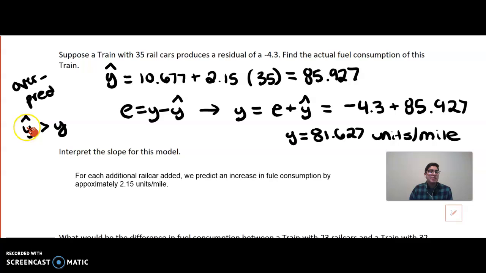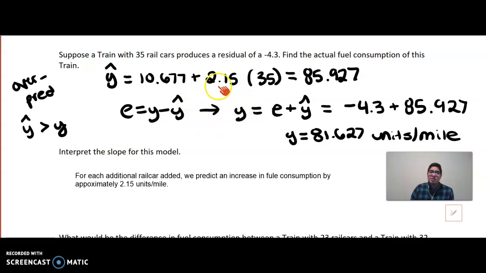Now, notice here that my predicted value was greater than my actual value. This led to an overprediction. And even though it's a negative residual, this happens here because if I manipulate this equation, 0 is greater than y minus y hat, which is why our residual is negative.